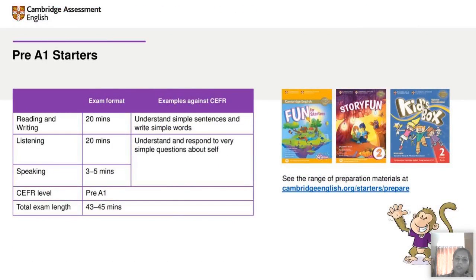So what do we do at pre-A1 starters? As I said, there are 4 skills that are assessed. And the 4 skills are reading and writing, listening and speaking. Now, the assessment format would be 20 minutes for reading and writing and listening skills. And for speaking, it's about 3 to 5 minutes per candidate.